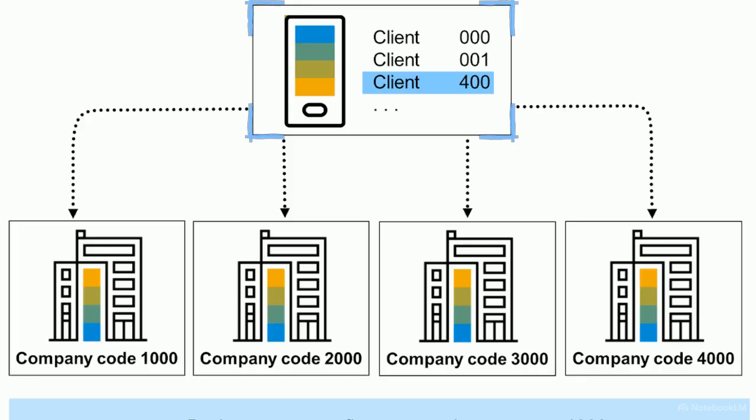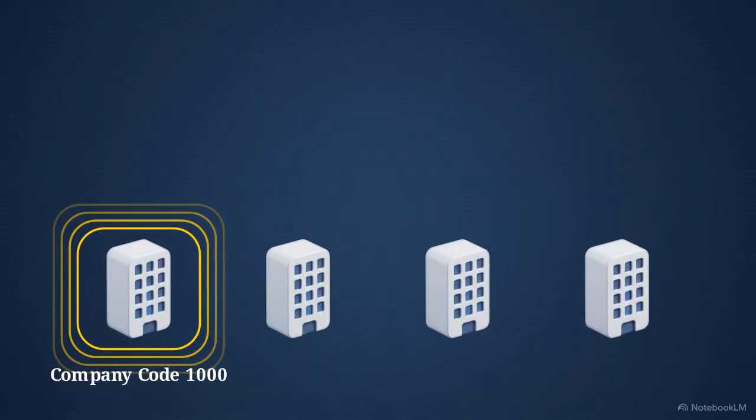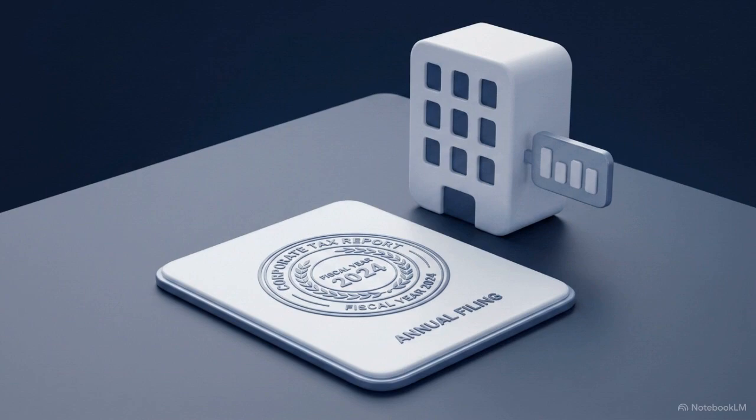Directly beneath the overarching client, the system branches into multiple independent legal entities. These entities are company codes. The company code is the most important organizational unit in financial accounting, acting as the minimum structure necessary to represent a fully independent, legally compliant accounting entity.